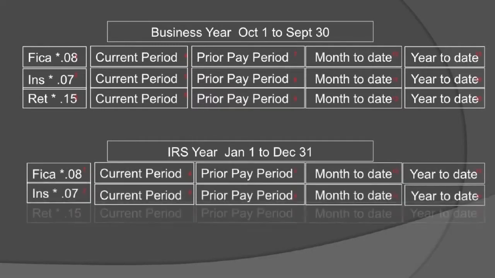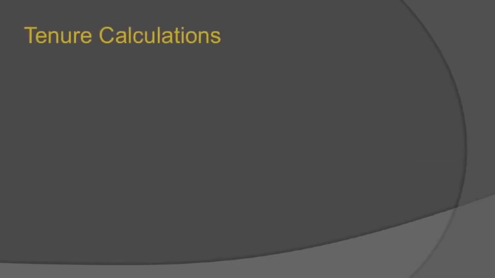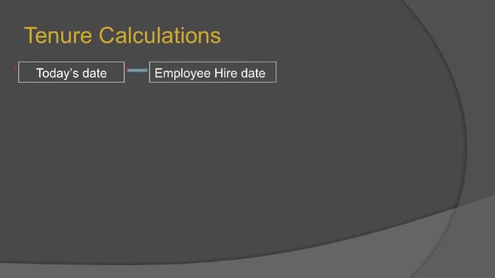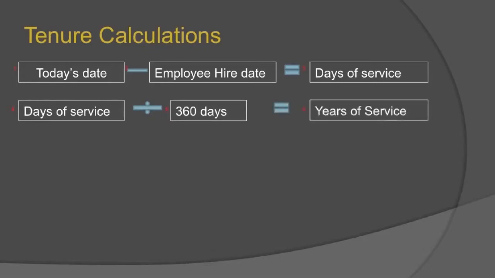But then on top of that, you still have FICA, retirement, insurance for both the IRS year and the business year. Now you have FICA and you have items that you have to capture. Now when we get to the tenure event, this is where we start playing with dates. So, this would take today's date, you subtract the employee hire date, which would give you days of service. And then the days of service divided by the 360 days will give you years of service.